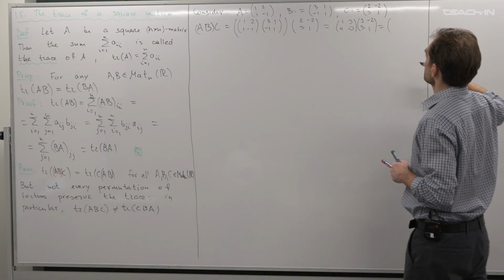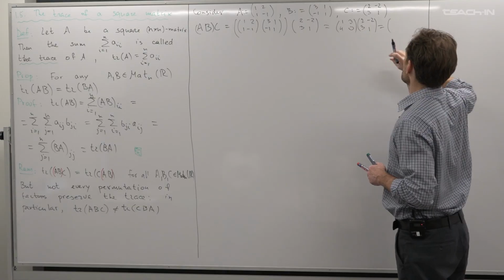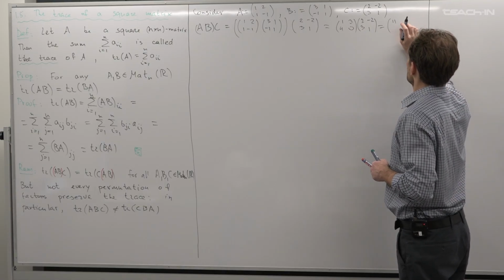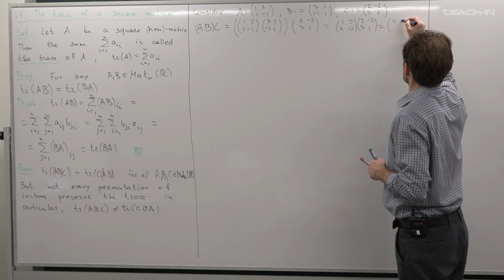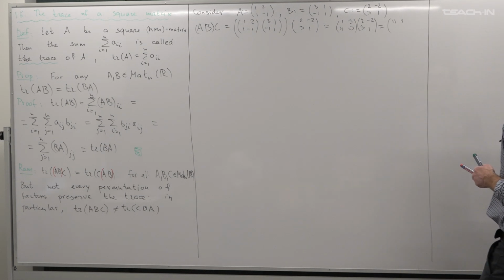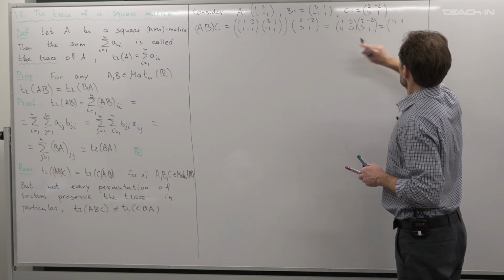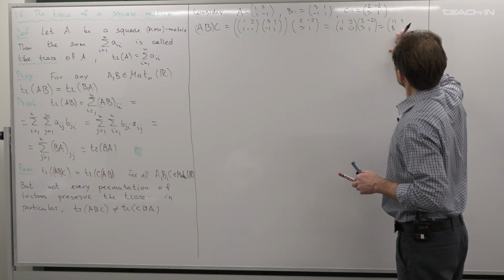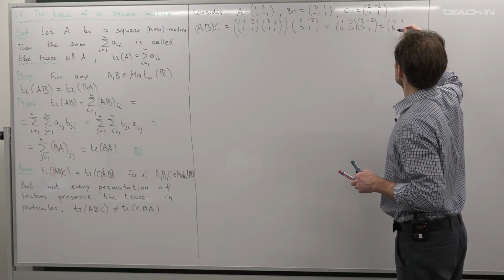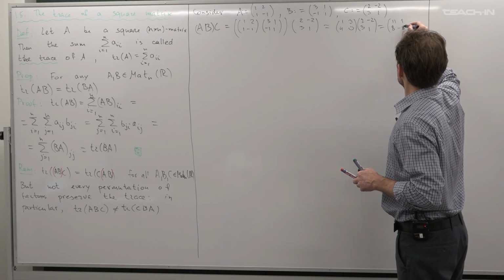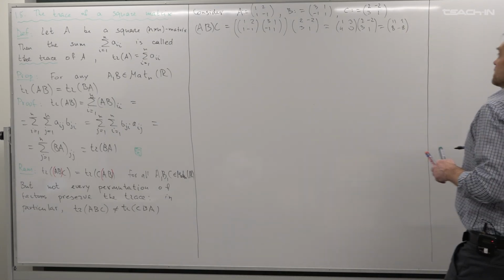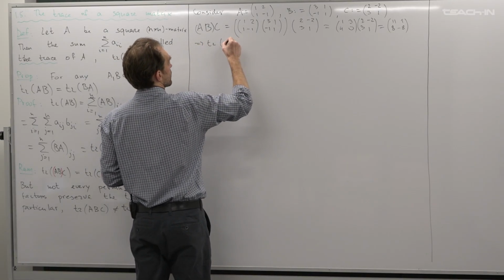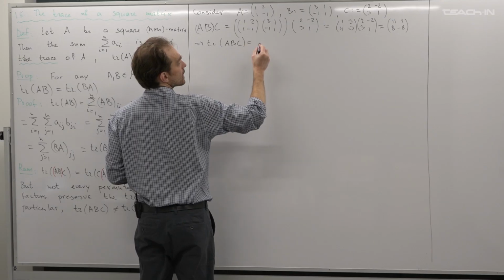So we get 2 plus 9, which makes 11, then minus 2 plus 3, which makes 1. We actually do not need this number for computing the trace, but just to have the full picture, I will do these computations. And here I'm going to have minus 8. Okay, so the trace of ABC equals 3.